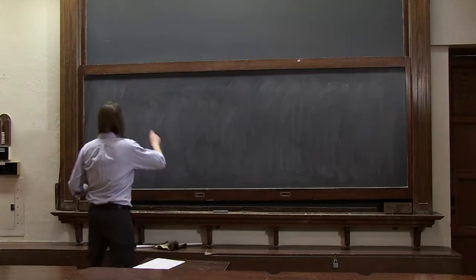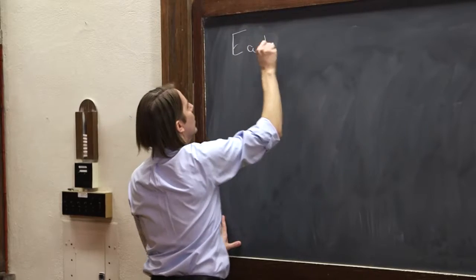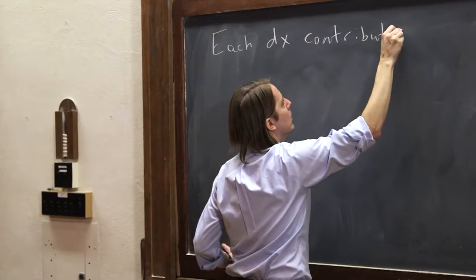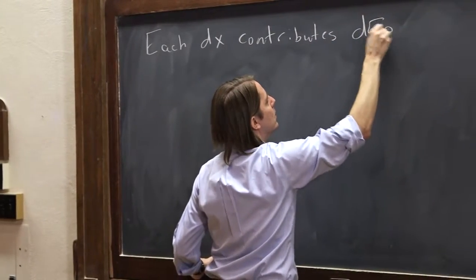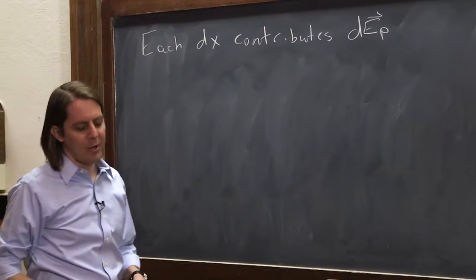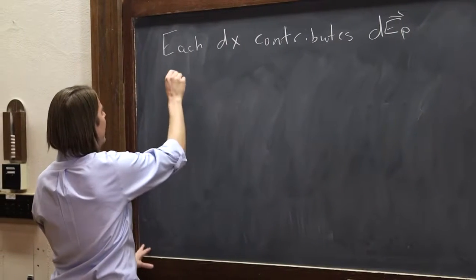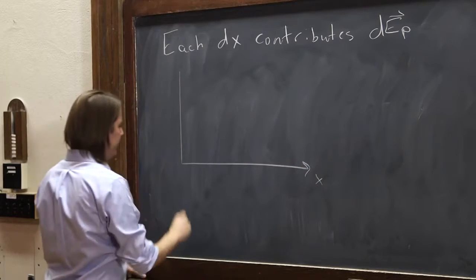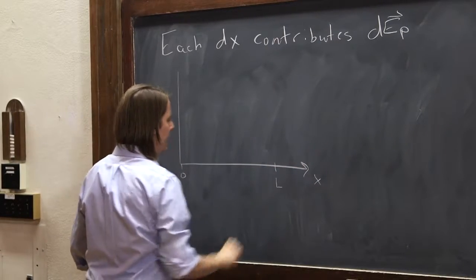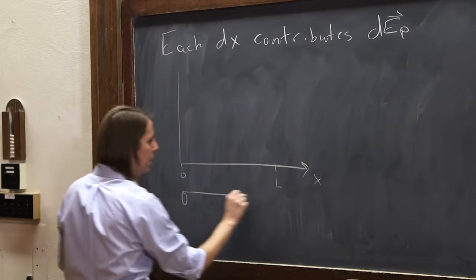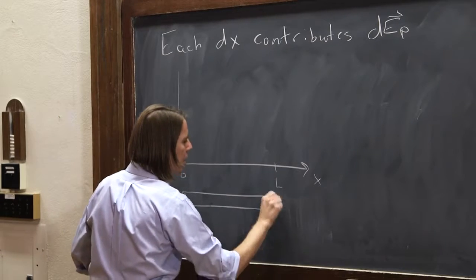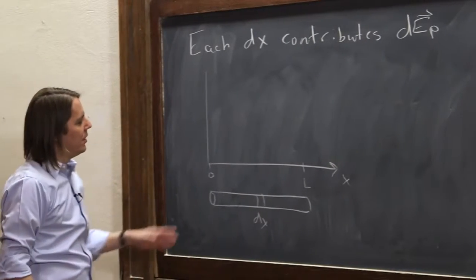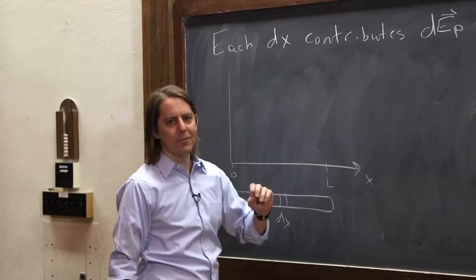So each dx contributes its own dE_P. We just have to think about how to put it all together. Let's actually sort of plot it first and think about it. If we were to say, here's the x-axis again, from 0 to L, that means your rod is basically sitting here, and your little dx was somewhere in the middle. So let's think about its contribution to the electric field, its dE_P.